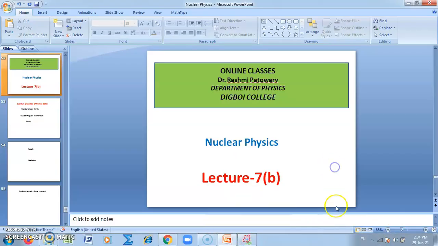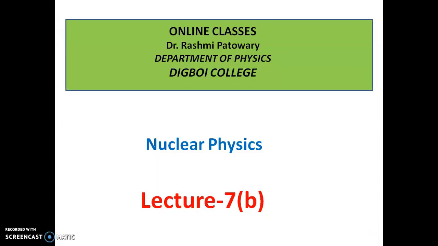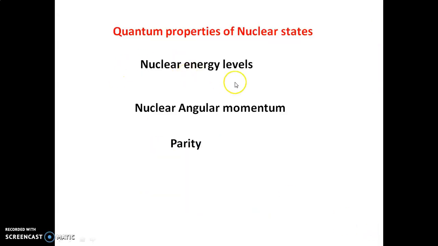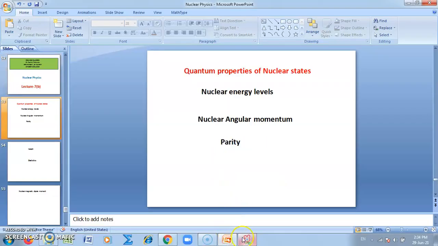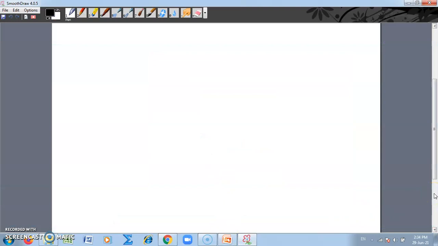We had talked about the quantum properties of nuclear states. We looked at two things: the energy of nuclear energy levels. Then we went on to study the nuclear angular momentum, which is denoted by capital I. And now we have the parity. So let's see what is parity of a nucleus.